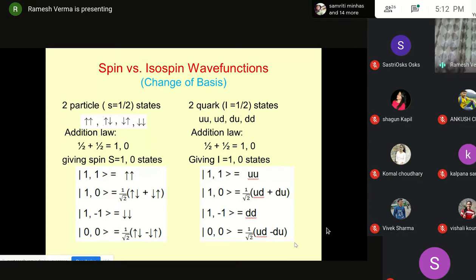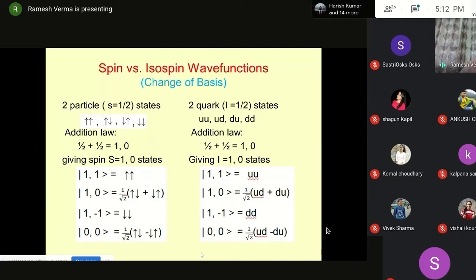When you go to the quark wave function, suppose I consider a diquark seriously, then the diquark will have isospin 1 or 0, but the quark also carries spin half. So therefore, the diquark state will also carry spin 1 or 0. So one can write down the wave function of the diquark state as a direct product of the isospin wave functions given here and the ordinary spin wave functions given here.